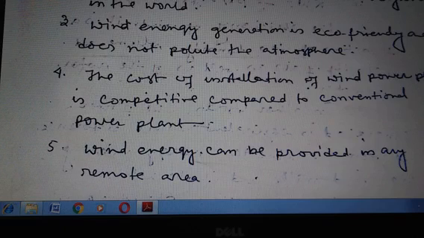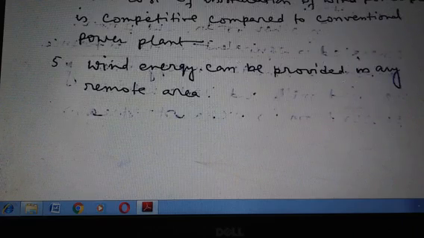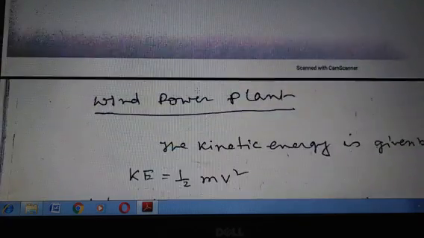Next point, the cost of installation of a wind power plant is comparatively lower than other types of power plant. Next, wind energy can be provided in any remote area. So these are the advantages of wind power generation.